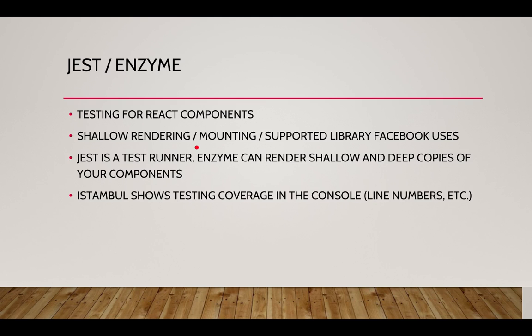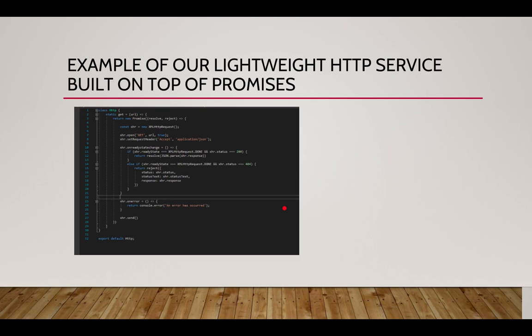So Jest and Enzyme, we use these quite a bit for testing React components. You have ideas of shallow rendering and mounting, and that's with Enzyme. So you can get pretty deep insights into the component tree of the specific component you're looking at. Jest is a test runner. Enzyme can render shallow and deep copies of your components. And Istanbul shows testing coverage, the consoles, line numbers, etc., and the percentage of components tested.